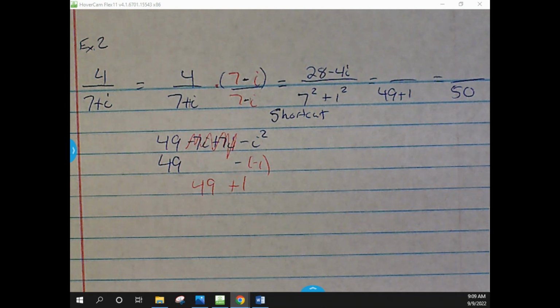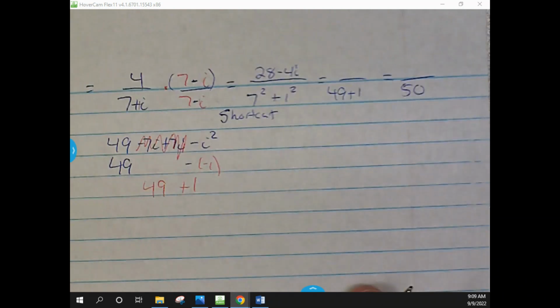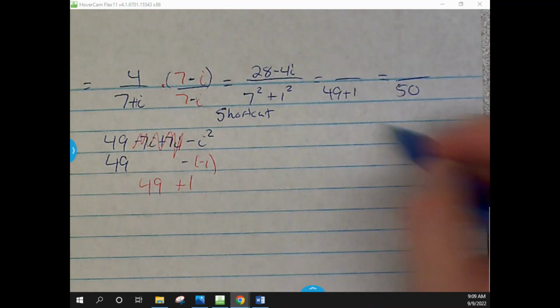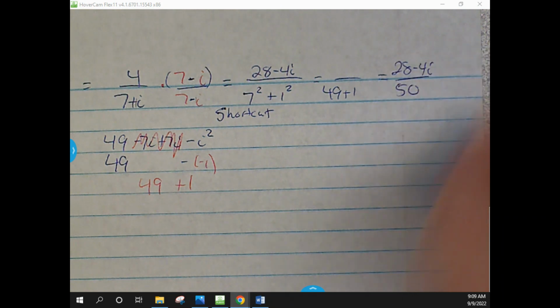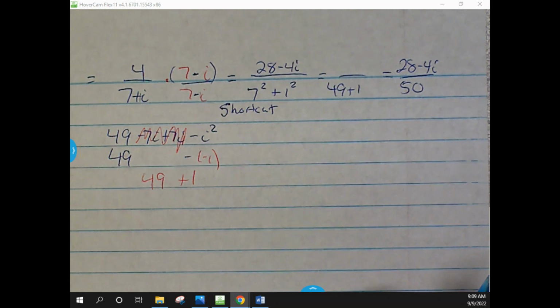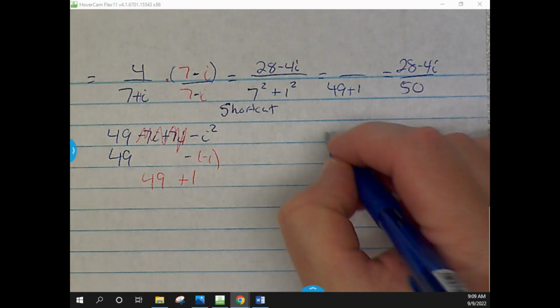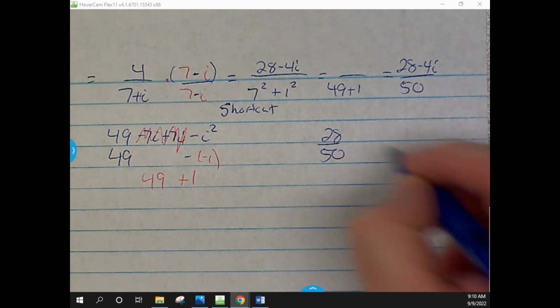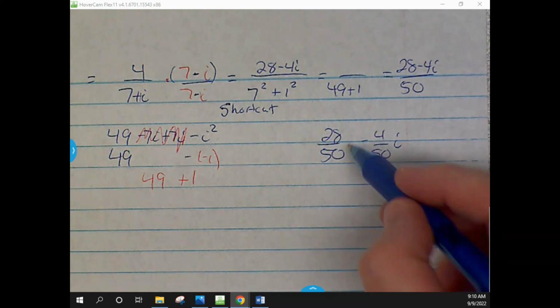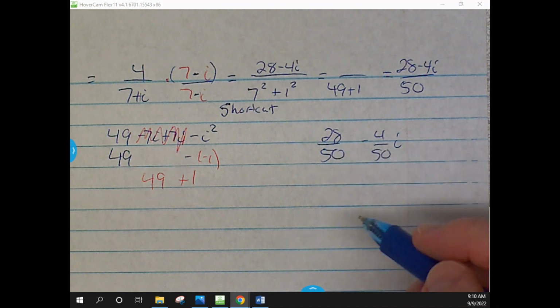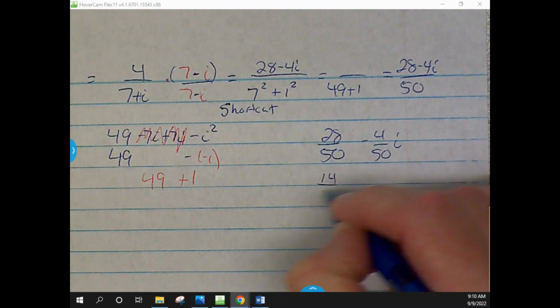Okay, so this one, the numerator was a lot easier because it's just 28 minus 4i. So we can skip that one here and go to the answer, that's 28 minus 4i over 50. Now this is one of those answers, if you leave it here, it's not going to count it correct, because there is some simplifying you can do here. If you take 28 over 50 and 4 over 50, you can divide both of these fractions. 28 over 50, divide both by 2, make it 14 over 25.